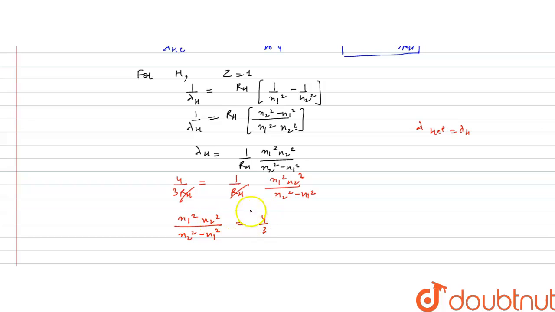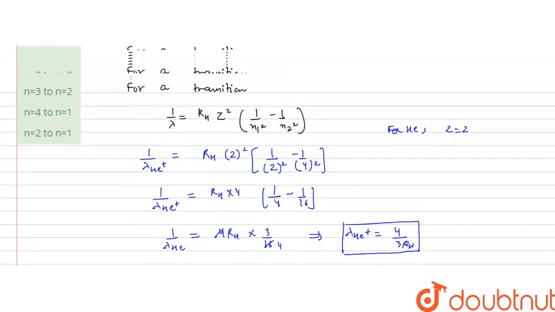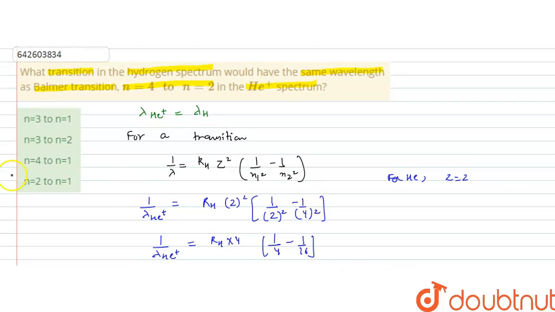Now if we compare them, we get n1 equals 1 and n2 equals 2. It means the transition has taken place from n = 2 to n = 1 for the hydrogen spectrum, which has the same wavelength as the Balmer transition in the helium plus spectrum. So the correct option for this question is option D, n = 2 to n = 1. I hope you understood the solution.